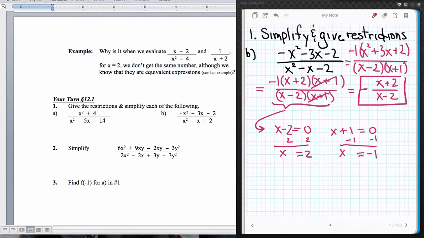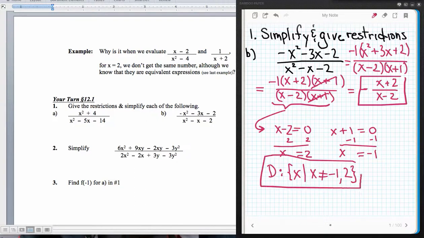And so if we were going to write this as a domain, we would say the domain is all x's such that x doesn't equal negative 1 or positive 2. And that would be our domain in this particular instance. So there you see the simplification, and there you see the domain, the restrictions.